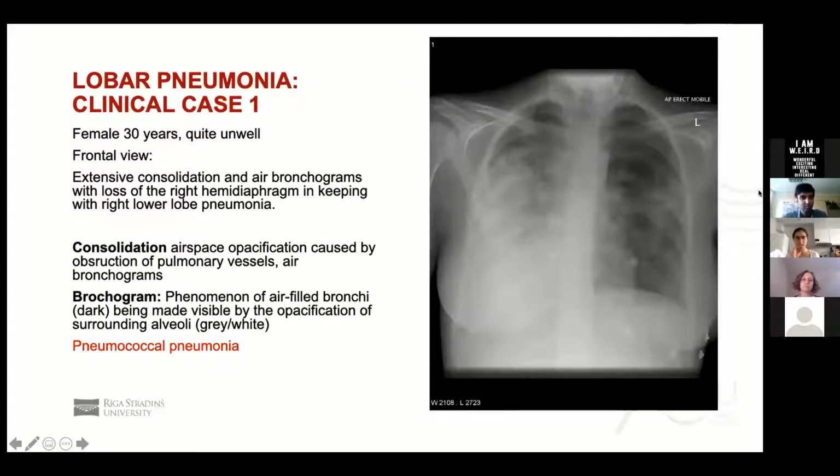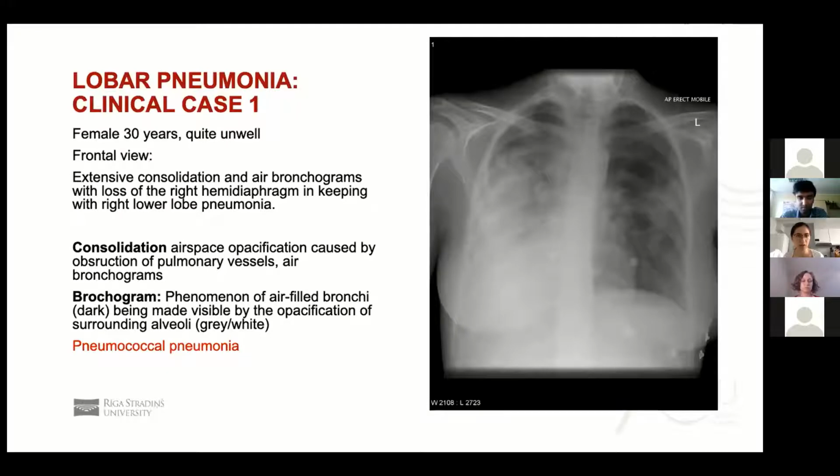Yes. And here's a clinical case with a female who is 30 years old, feeling quite unwell. And in the frontal view, we have extensive consolidation and air bronchograms, as I spoke about in the previous picture. We can see in the left lung that there is some black. Can you see my mouse? Yes or no? Here we can see a bronchogram. We have the black or darker gray area with the whitish surrounding. That basically means that the alveoli are filled with fluid and some pus. So there we can see it.